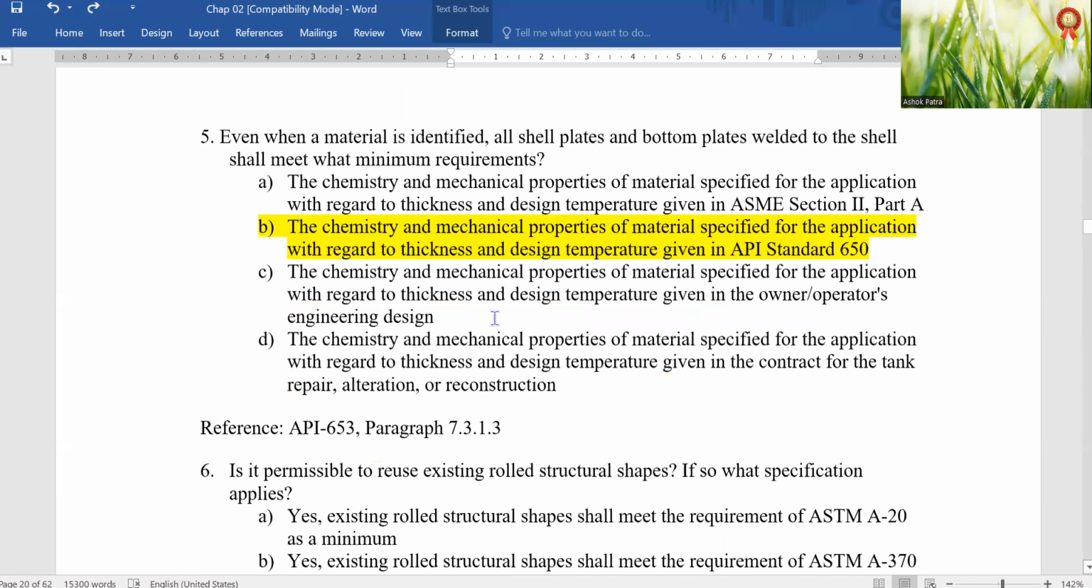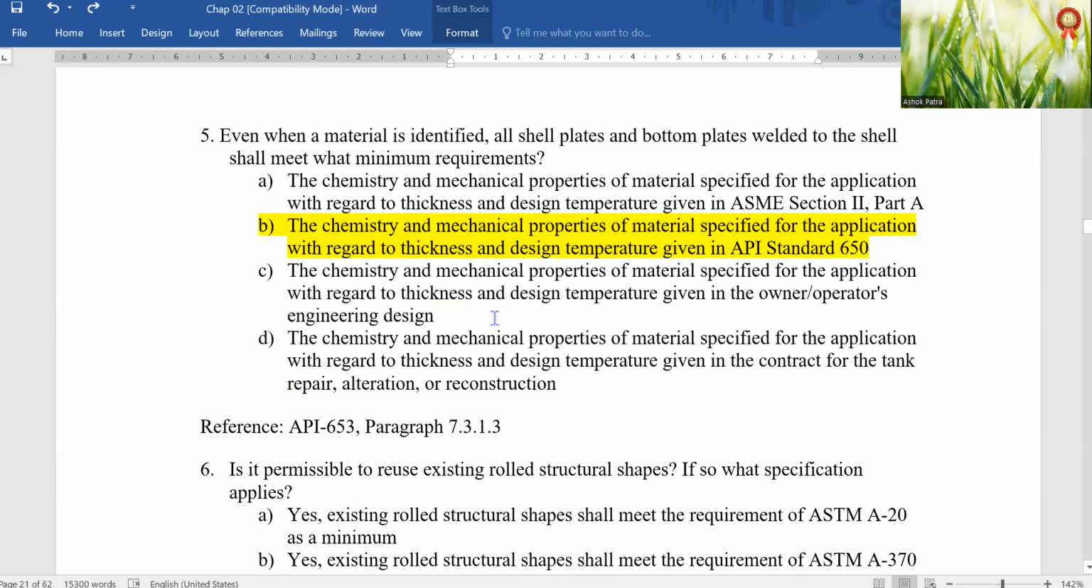Even when material is identified, all shell plates and bottom plates welded to the shell shall meet the minimum requirements for chemistry and mechanical properties of materials specified for application with regard to thickness and design temperature given in API Standard 650.